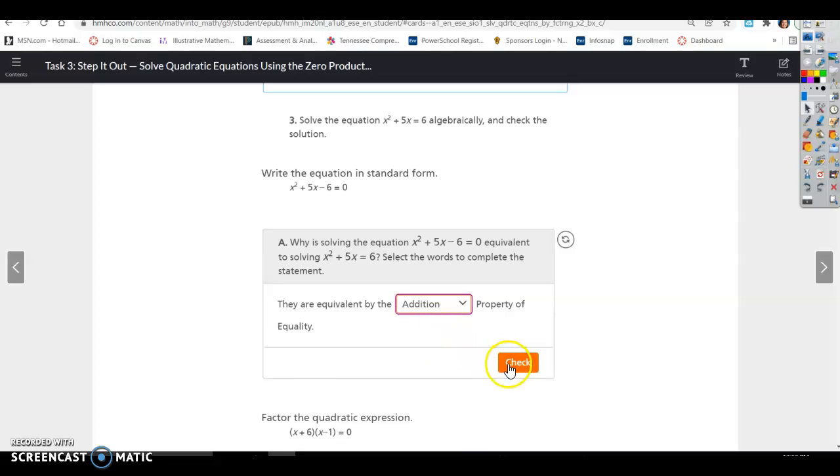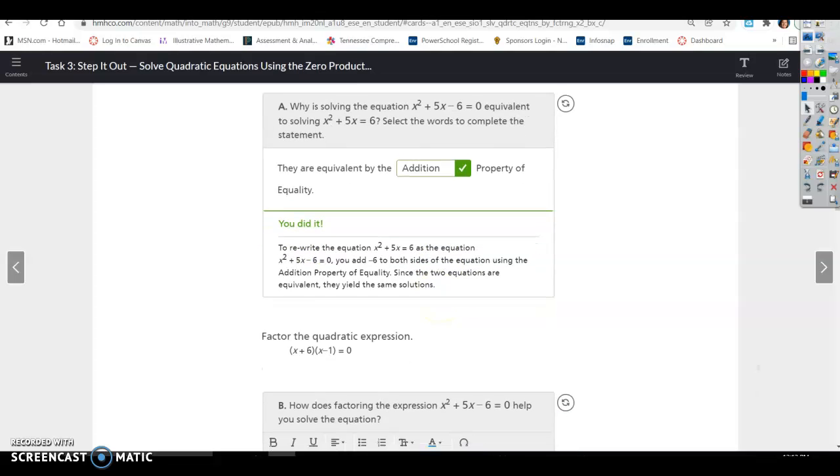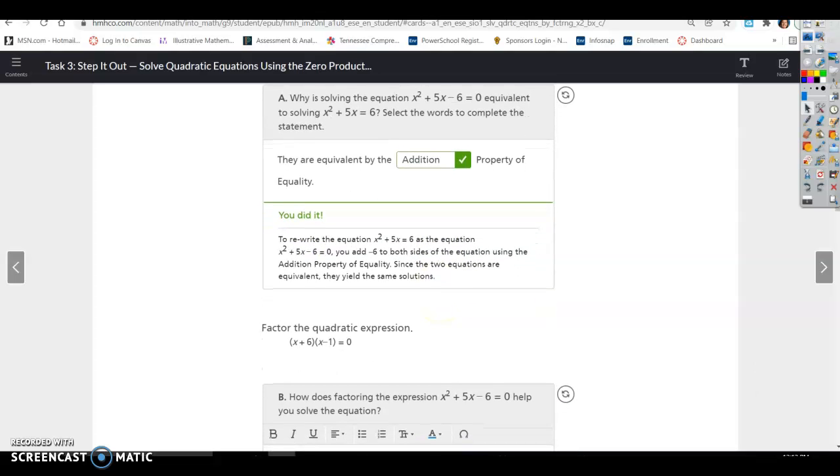Well, maybe they're wanting us to use addition. All right, so we would add the opposite. So we would add negative 6 to the other side, which is the same thing as subtraction. So again, if you start with this, remember if you subtract 6 from both sides, in order for this to be equal, you have to do the same thing to both sides. And the reason we're doing that is because we want this equation to equal 0 so that we can use the zero product property.